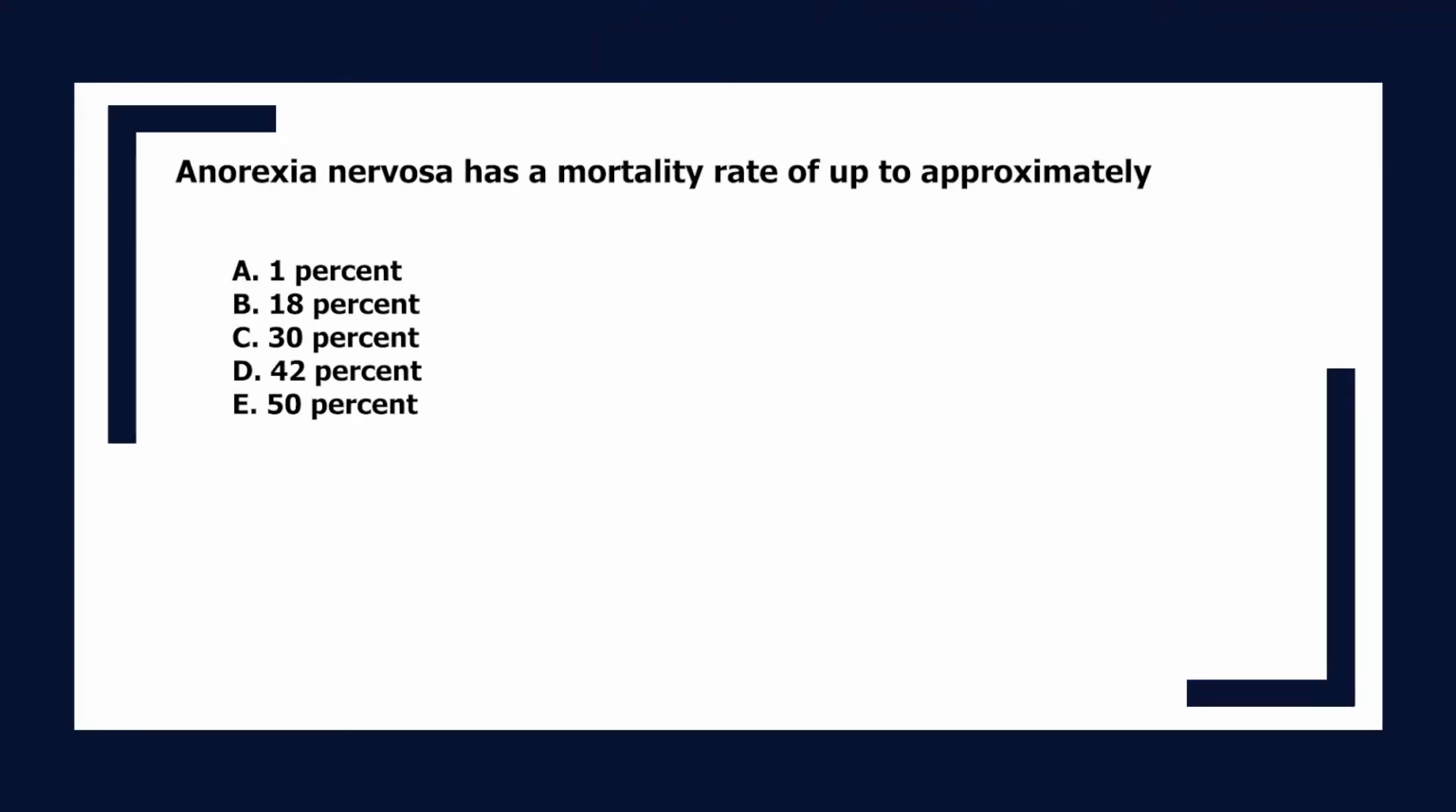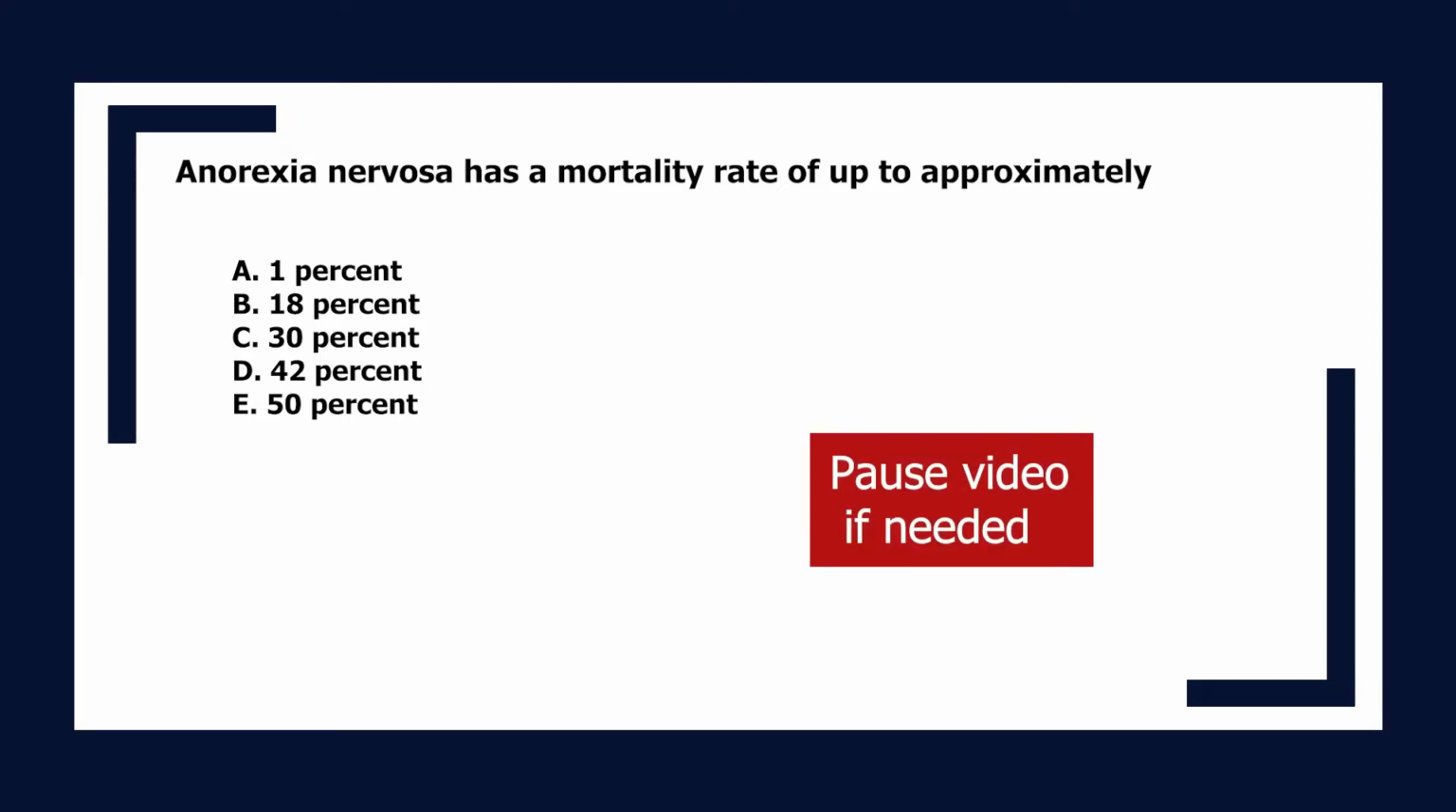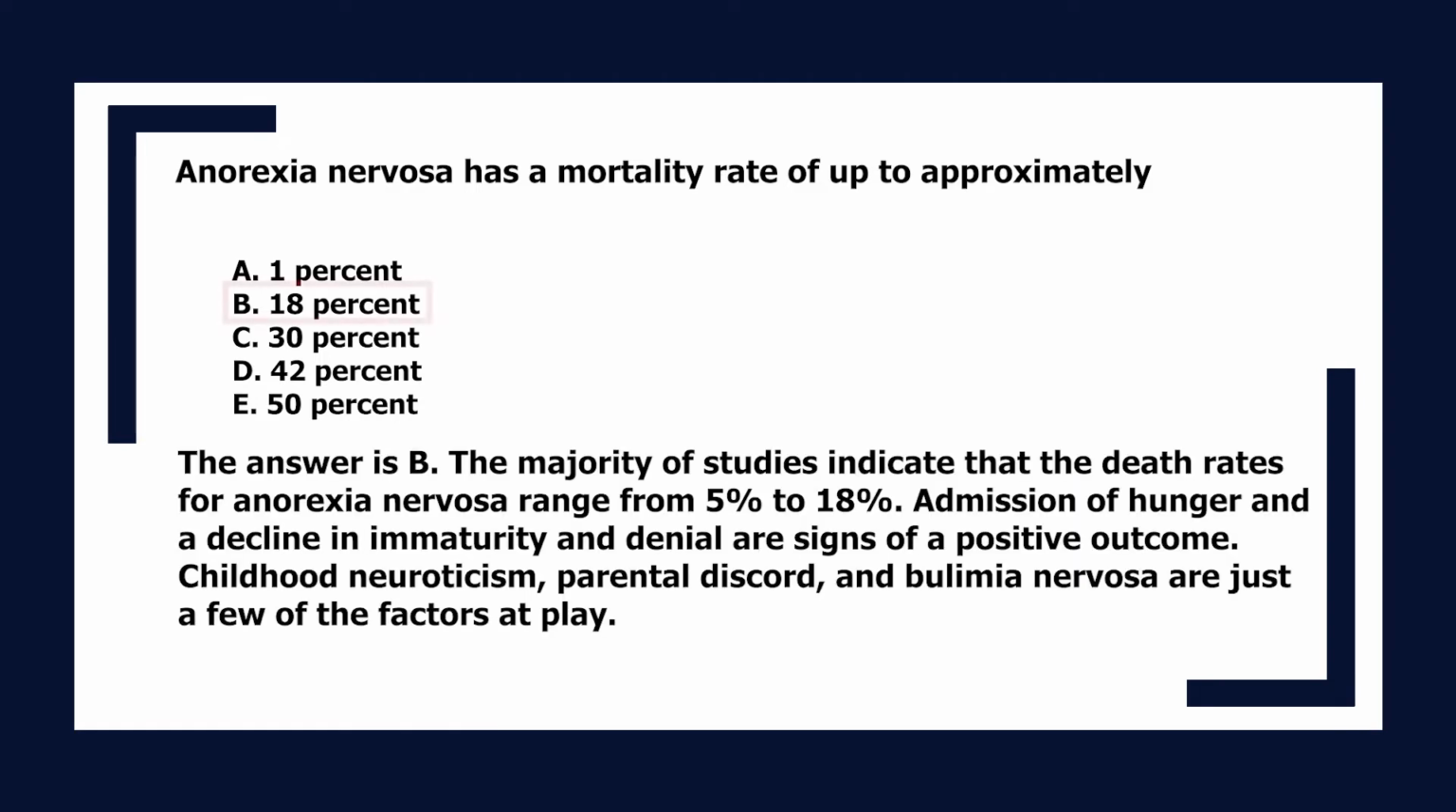Anorexia nervosa has a mortality rate of up to approximately A. 1% B. 18% C. 30% D. 42% E. 50%. The answer is B. The majority of studies indicate that the death rates for anorexia nervosa range from 5% to 18%. Admission of hunger and a decline in immaturity and denial are signs of a positive outcome. Childhood neuroticism, parental discord, and bulimia nervosa are just a few of the factors at play.